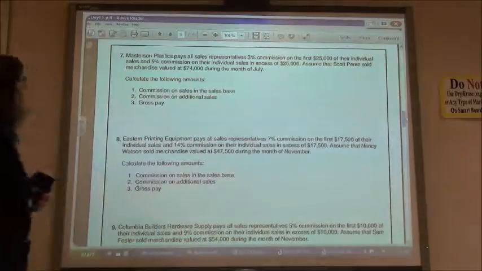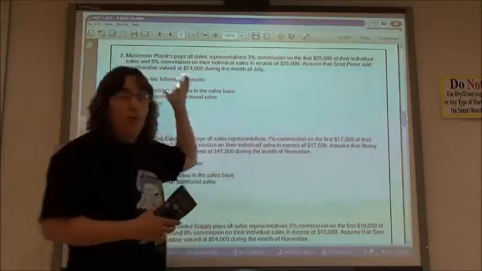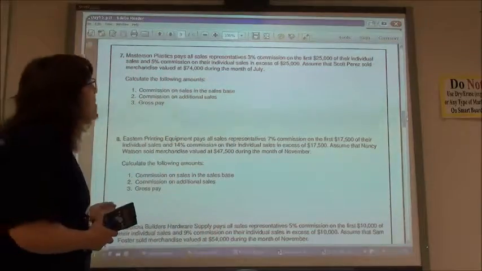Number 7, Masterson Plastic pays all sales representatives 3% commission on the first $25,000 of their individual sales, 5% commission on the individual sales in excess of $25,000. Assume that Scott Perez sold merchandise valued at $74,000. So this is kind of like the overtime pay where I had over 40 hours.